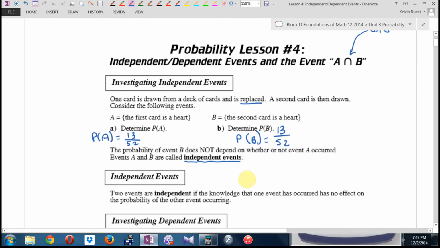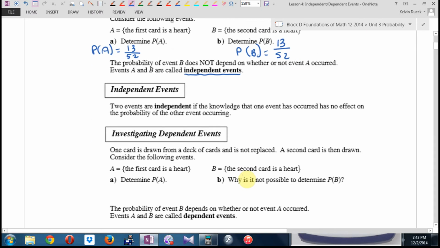So, independent events. Two events are independent if the knowledge that one event has occurred has no effect on the probability of the other event occurring. And I'm going to give you a better definition later. This is the mathematical definition. I'm going to give you one that's easier to wrap your brain around.